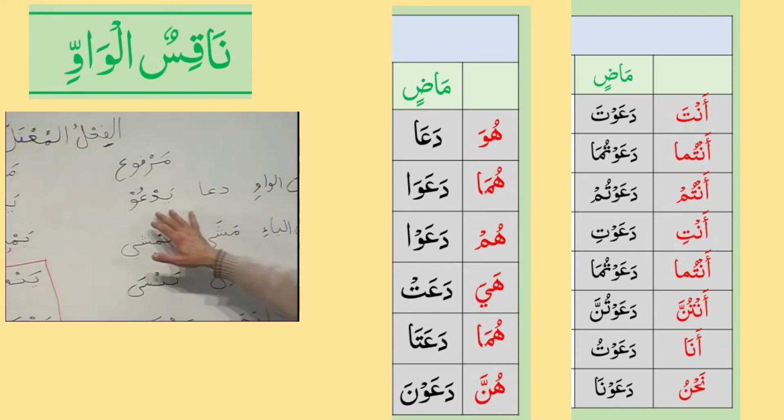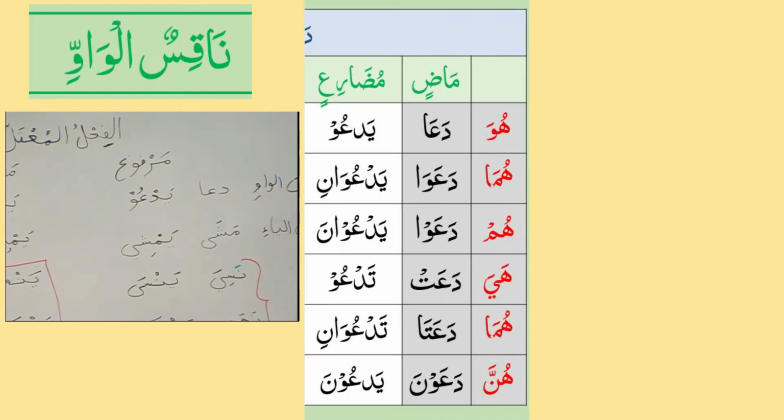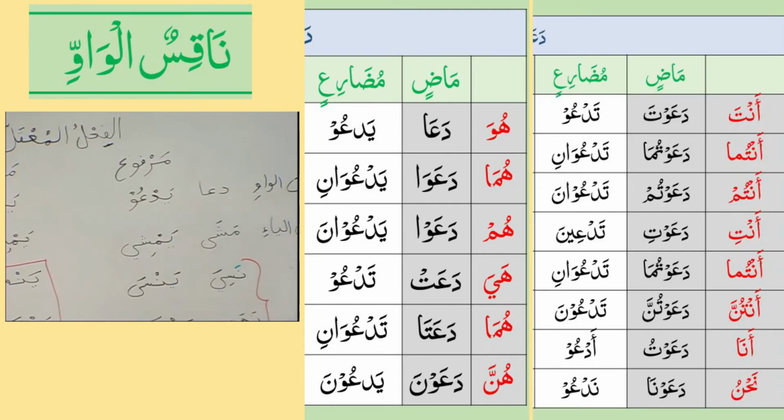Now, once you look at this, then your mind should do the job. Yad'u, yad'uwani, yad'una. Tad'u, tad'uwani, yad'una. All you do is put the noon, khalas. Food is ready, put the noon, come and eat it. And then, anta, tad'u, tad'uwani, tad'una. And then, tad'ina, tad'uwani, tad'una, ad'u, nad'u. Practice, brother. That is Naqis al-Wawi.